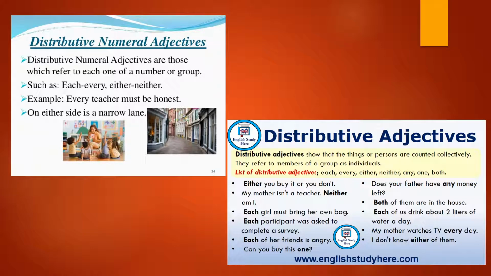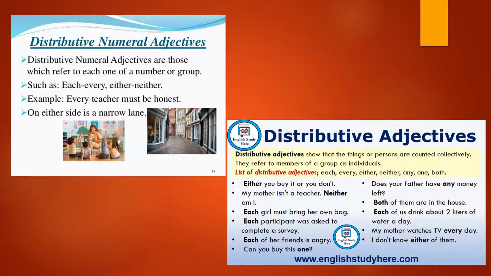Now, in this slide, we will learn about distributive numeral adjectives. Distributive numeral adjectives are those which refer to each one of a number or group. They show that the things or persons are counted individually. They refer to members of a group as individual. The list of distributive adjectives are each, every, either, neither, any, one, both.